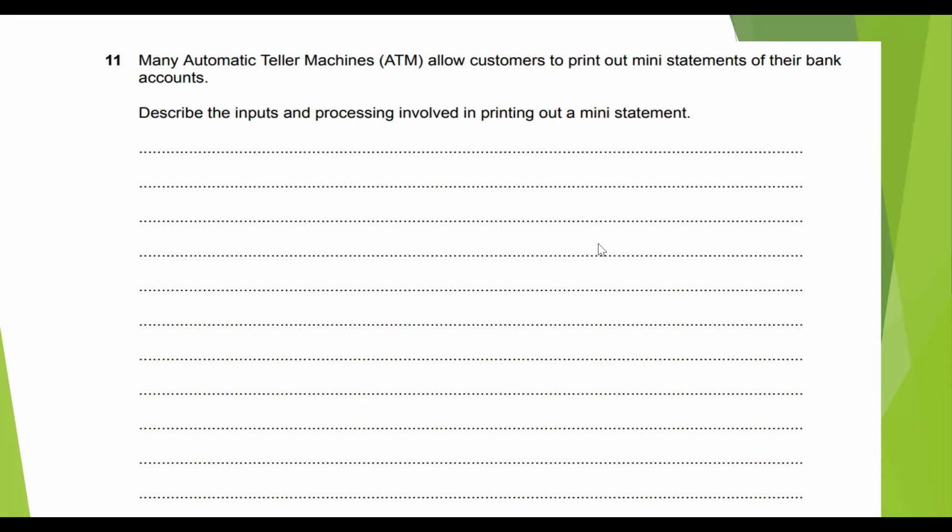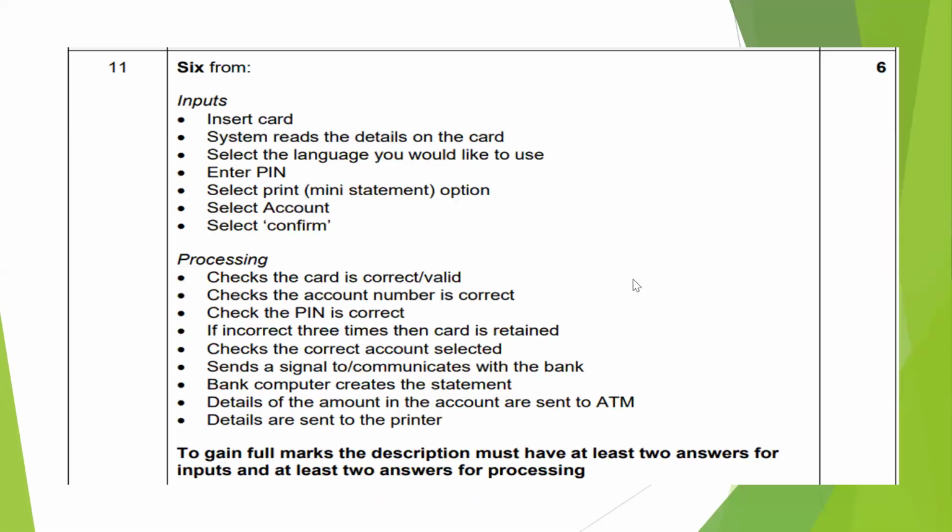Now you can see each point. There are two things: input and processing. Input means insert card. System reads the details on the card. Select the language you would like to use. Enter PIN. Select print mini statement option and select account. Select confirm.